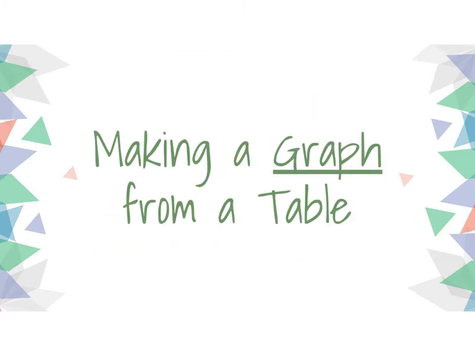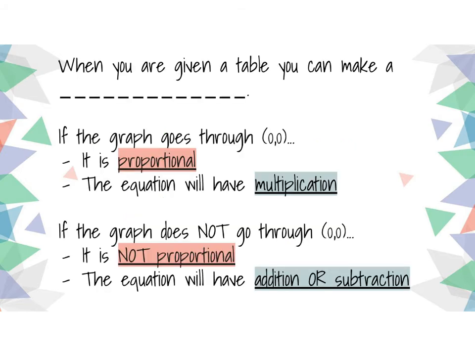We can also make a graph from a table. When you are given a table, you can make a graph. If the graph goes through 0, 0, our point of origin, it is proportional, and the equation will have multiplication. If the graph does not go through our point of origin, 0, 0, it is not proportional, and the equation will have addition or subtraction.